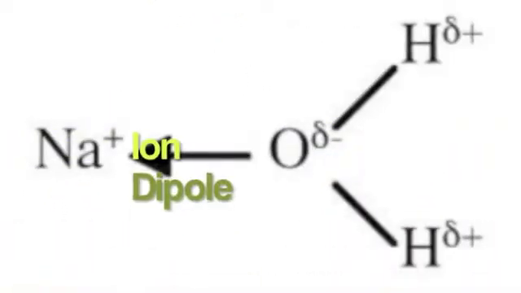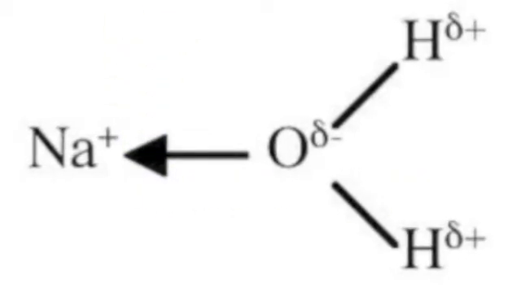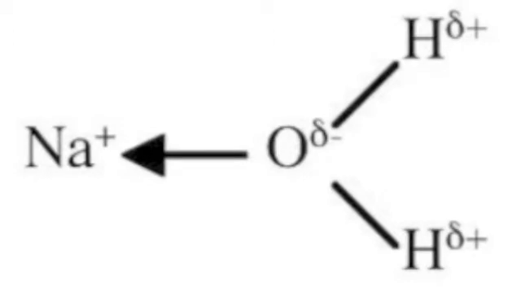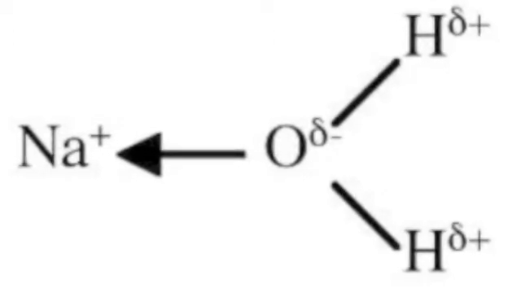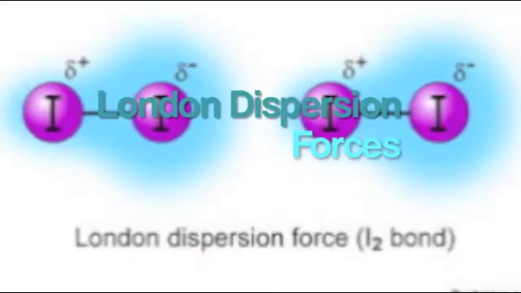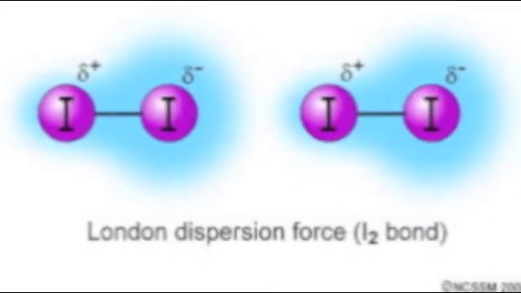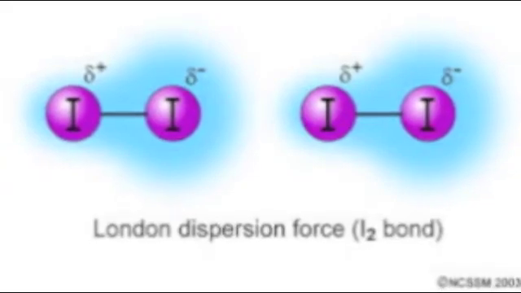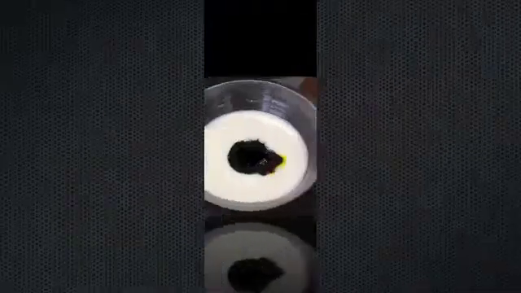An ion-dipole bond is when a positively charged ion is attracted to the negative end of a polar molecule. For example, Na+ would be attracted to the negative end of H2O, which would be oxygen. London dispersion forces are when two nonpolar molecules bond to each other based on the position of their pockets of electrons. For this lab, we needed milk, food coloring, and dish soap.